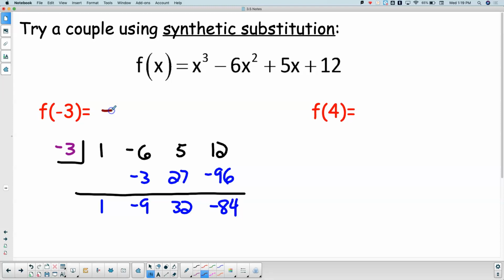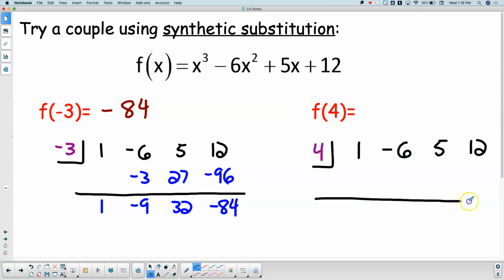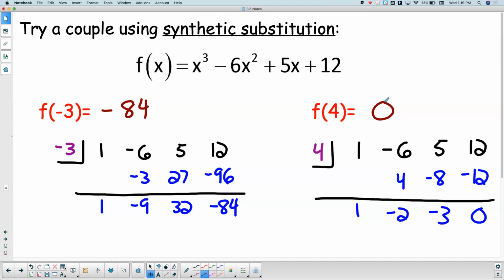I got f of -3 is -84. Agree with that? Okay. I got f of 4 as 0. Yes?